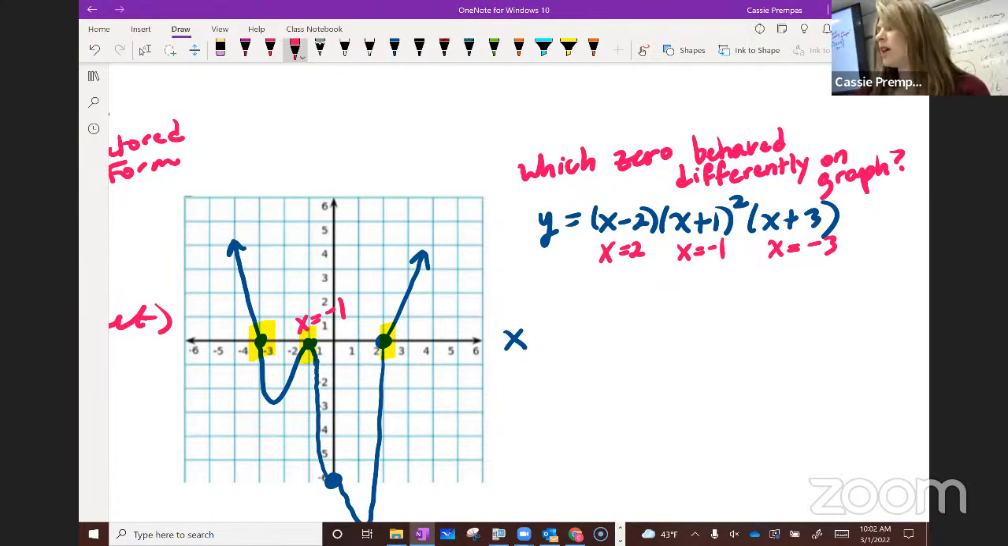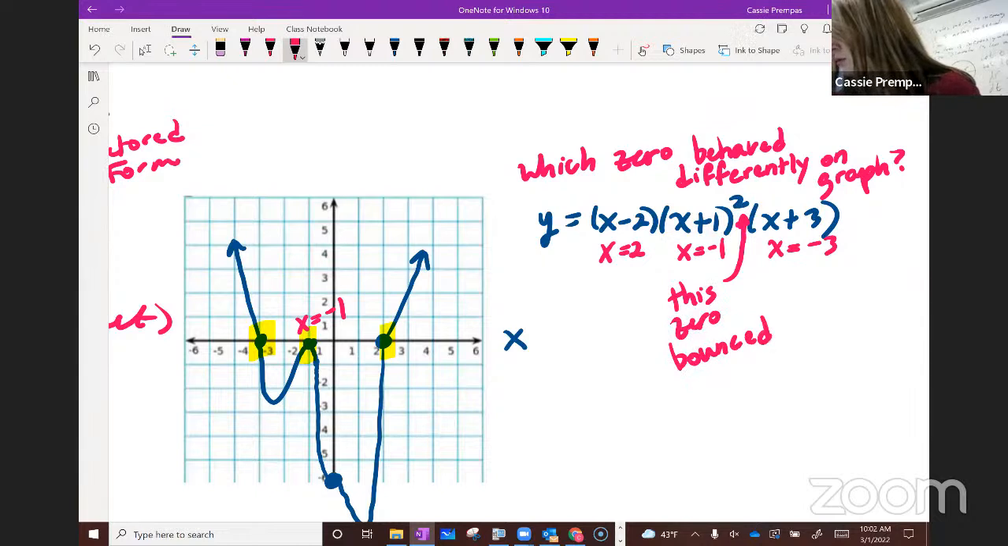The square. If you have a factor with a square, technically at the location of that zero, the graph's going to bounce off of it and make like a parabola shape, like an x squared type shape. So this zero behaved differently. This zero bounced off the x-axis. The other ones, we'll just go ahead and make note of what they did.